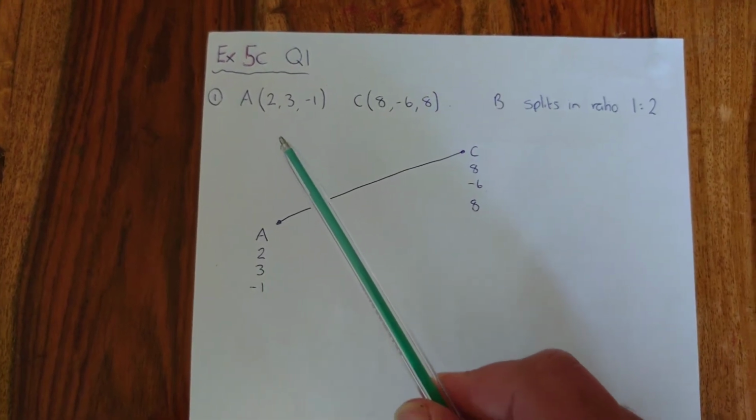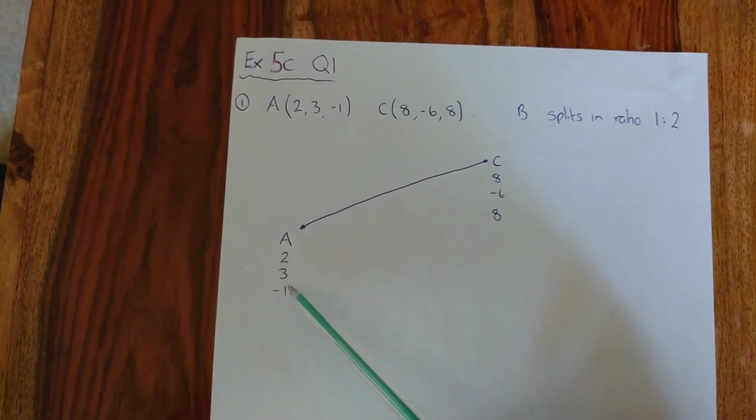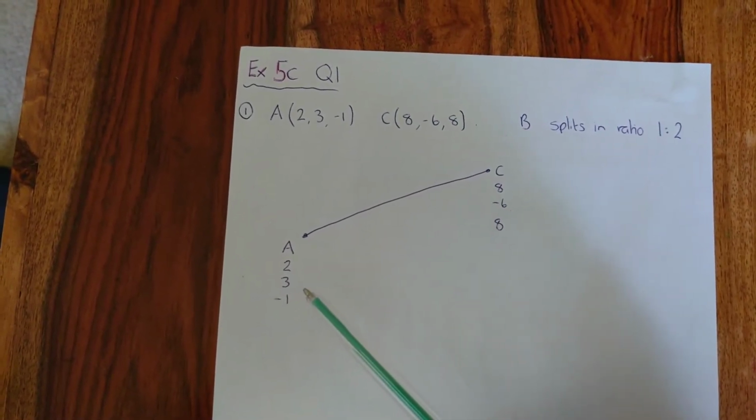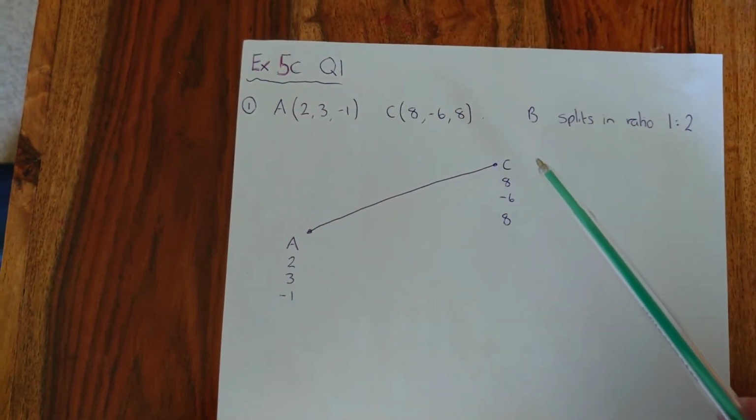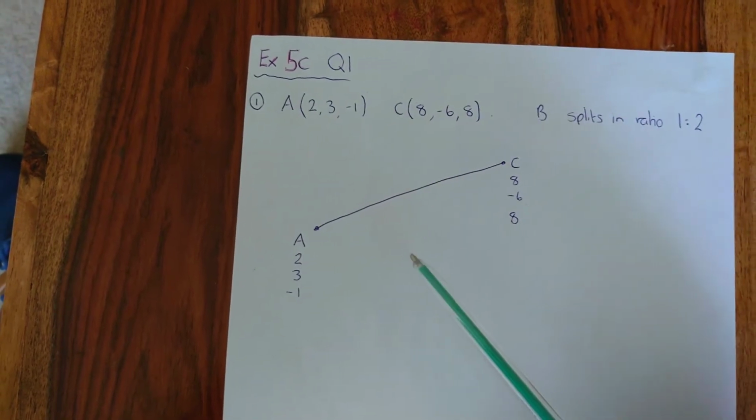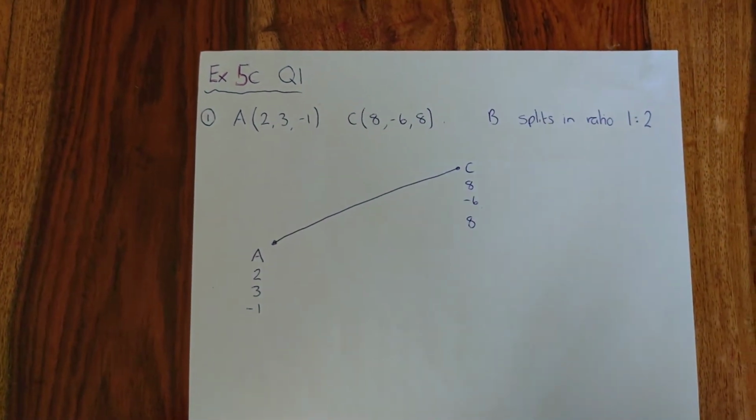I've then transferred the coordinates of A, 2, 3, -1, and I've written them in column vector form, just so that they're a bit easier to work with in a second, and I've got my point C here. We're told B splits this line in the ratio 1 to 2. I haven't marked in B yet, I'll deal with that in a second.